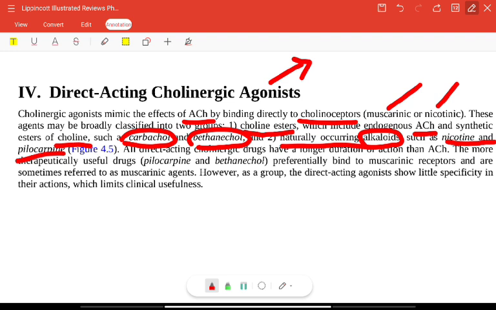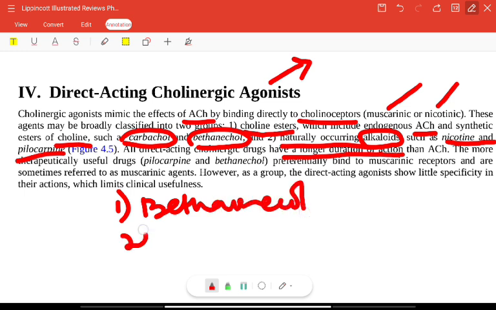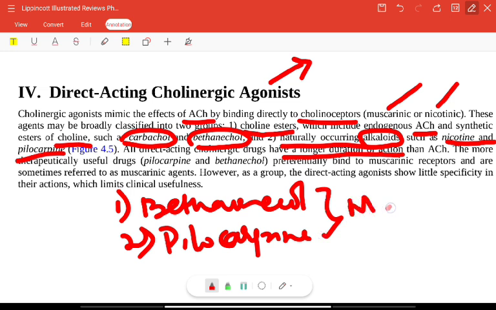All direct acting agents will have a longer duration of action. Basically, the first important drug is bethanechol, and the second is pilocarpine, which we have to study and remember. They preferentially bind to the muscarinic receptors and are sometimes known as muscarinic agents.